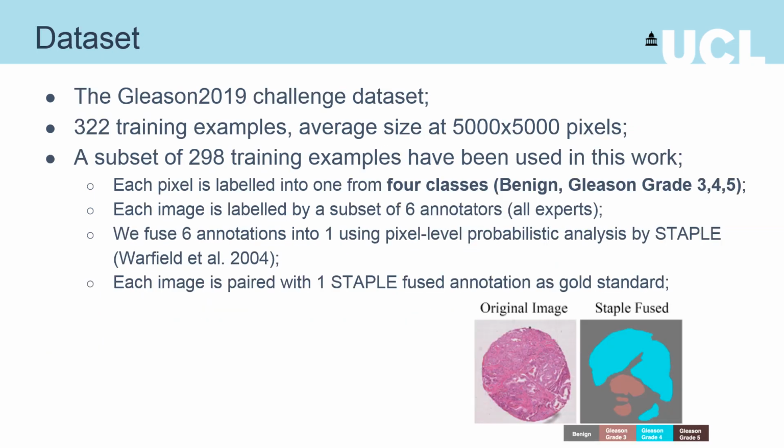The Gleason 2019 challenge dataset contains 322 training images, with average image size at 5000 by 5000 pixels. Each pixel is labeled into one of four classes, including benign and Gleason grades 3, 4, 5, which indicate different degrees of cancer. The image is originally labeled by 6 experts. We then fuse the 6 annotations into one using the pixel-level probability analysis method STAPLE. Then each input image is paired with one single gold standard as a ground truth.